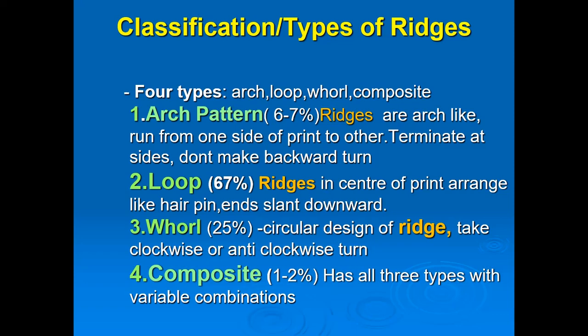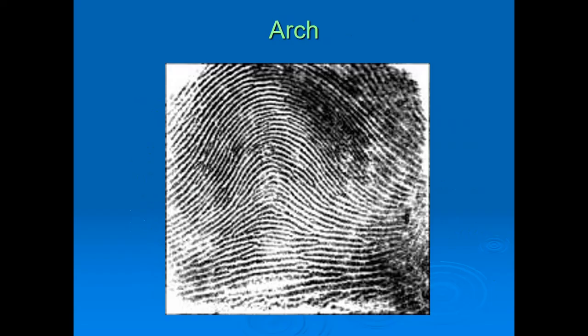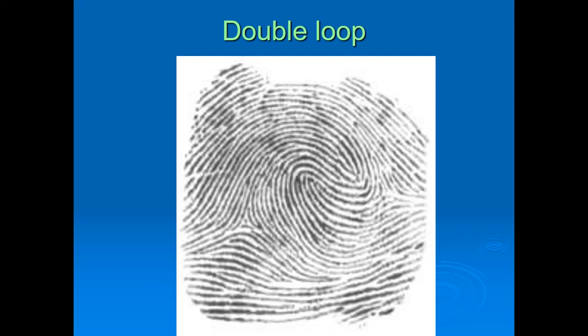Number 2 is the loop pattern. This is the most common pattern. So an MCQ can be asked: which one is the most common pattern of ridges? You will answer loop. That is the correct answer. The ridges in the center of the print are arranged like a hairpin and the ends slant downward. So you can see here the loop pattern.